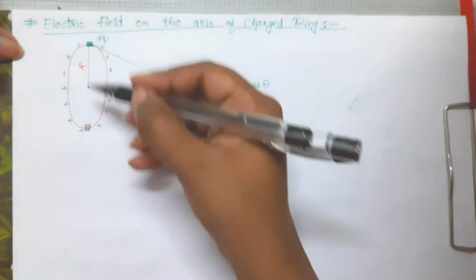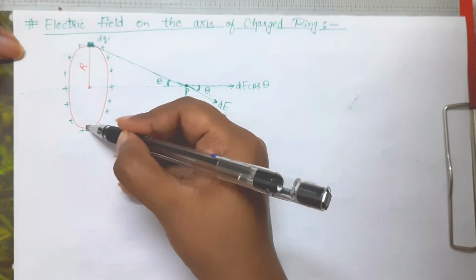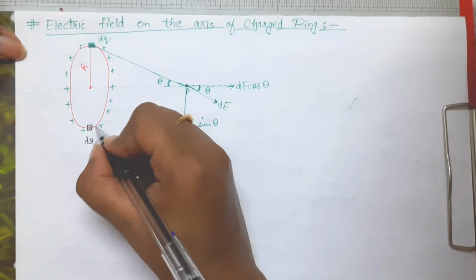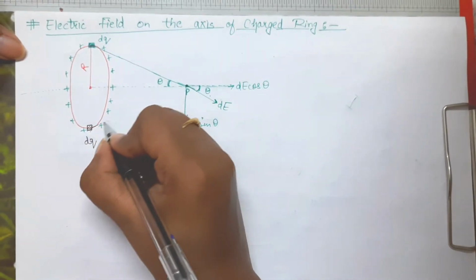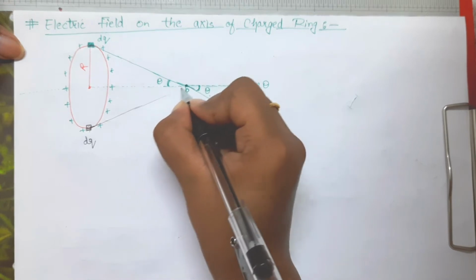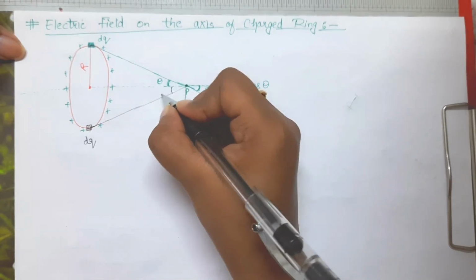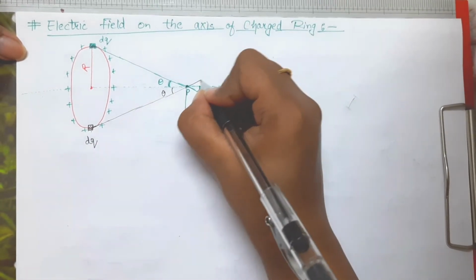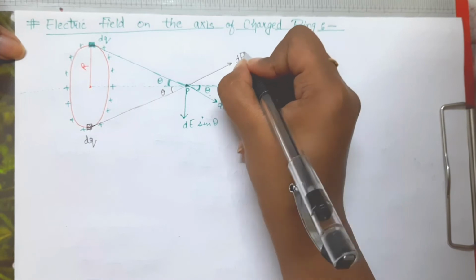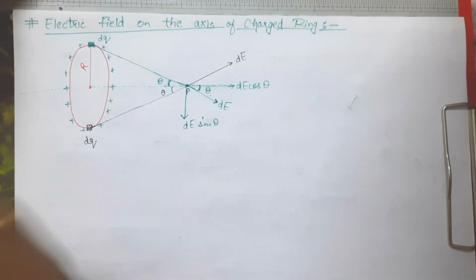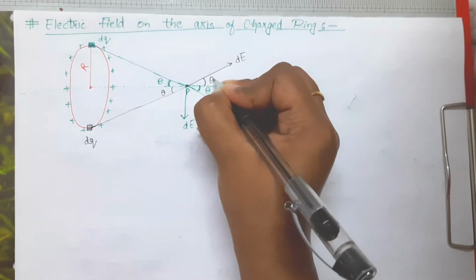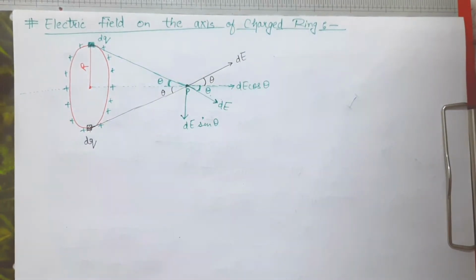Now what we need to do, same as this one, we are cutting length dl here having charge dq. Now at this point P, I'm just going to join it. Suppose this is also subtending an angle of theta. So due to this small charge dq, there will be a field dE radially outward, just like this one. This is angle theta, so this is also going to be angle theta. I hope this part is clear.